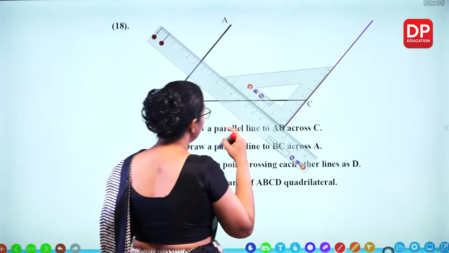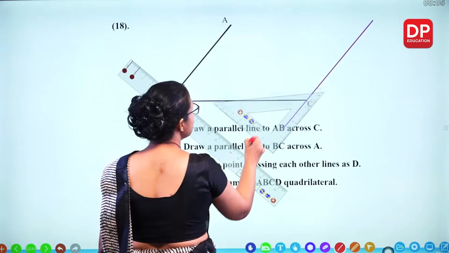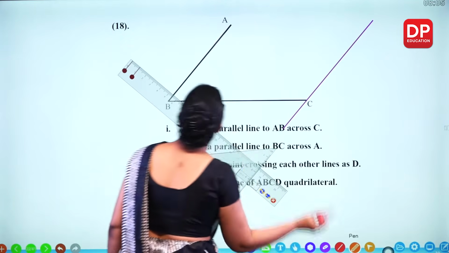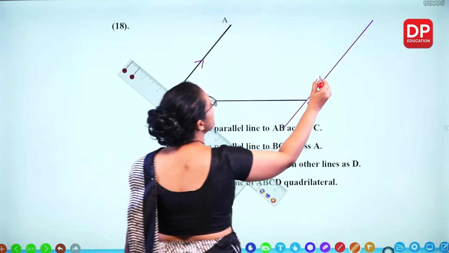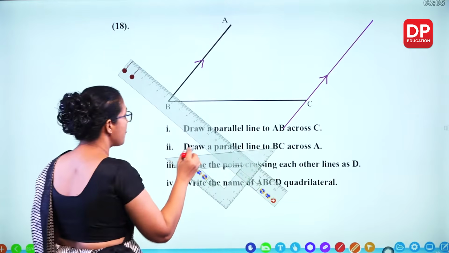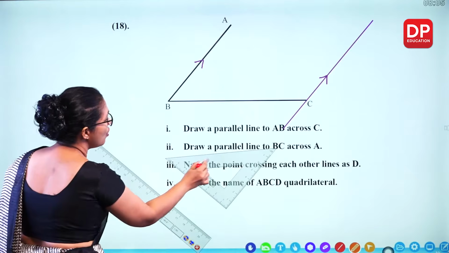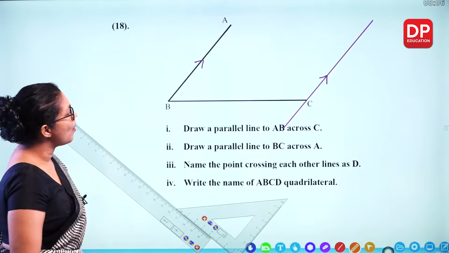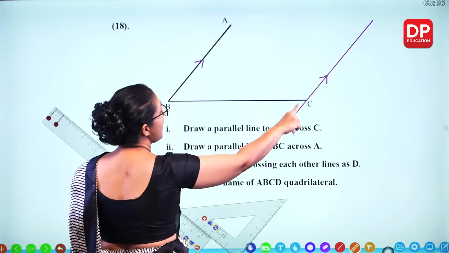And then what do you do? So that's the line parallel to AB. So this line is parallel to AB. Then what do you have to do? Draw a parallel line to BC now. BC line across A.